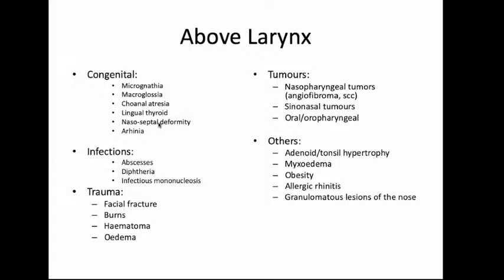In the nose itself, you may have septal deformities, like a severely deviated nasal septum, which can block the nose. And then sometimes you could also have arrhinia. Arrhinia is a situation where the nose doesn't develop at all. So these children are born with no nose and can only breathe through the mouth.